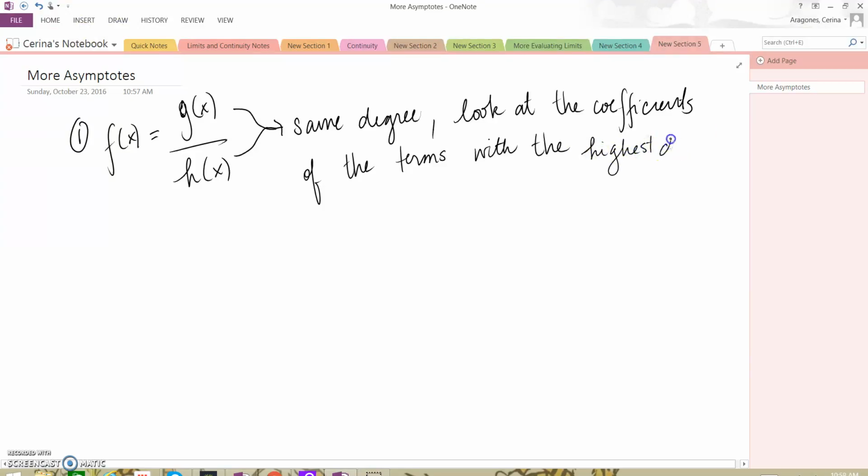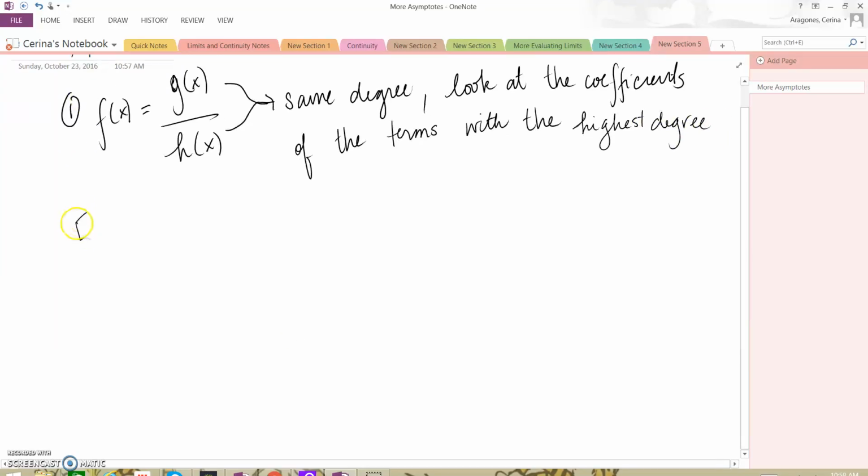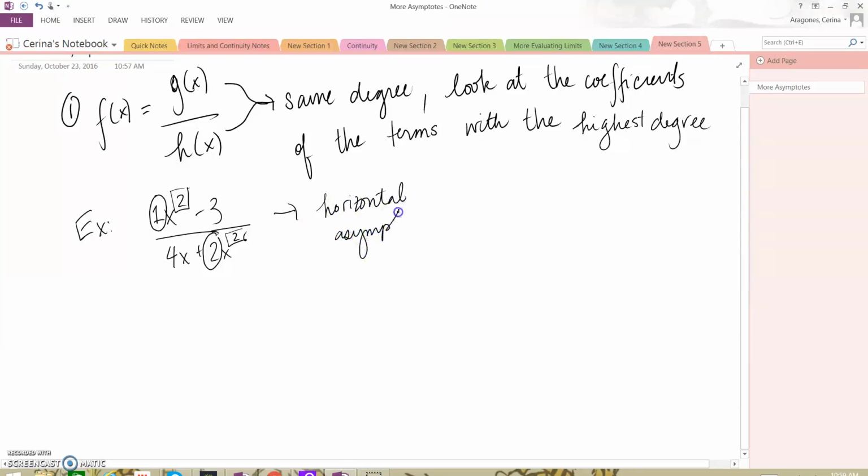We went over why that's the case, but just as a quick example, you have something like x squared minus 3 over 4x plus 2x squared. Same degree, right? 2 on the top, 2 on the bottom. So you look at the coefficients of those terms. The coefficient of this is 1. The coefficient of this term is 2. So your horizontal asymptote is y equals 1 over 2.